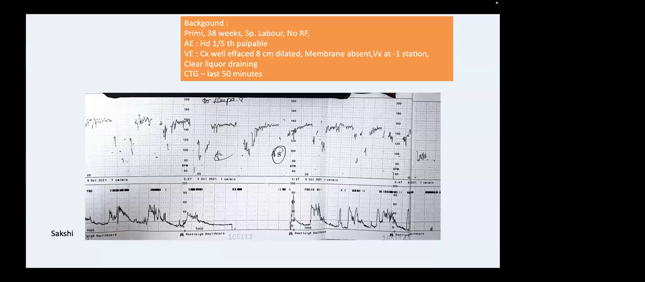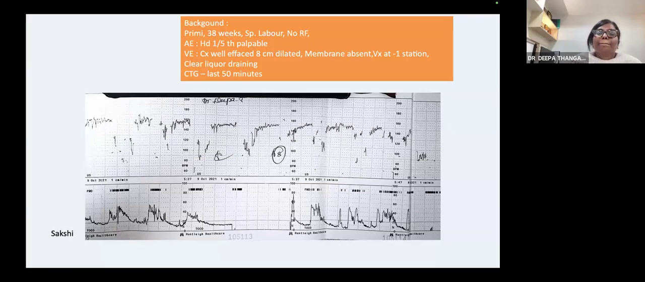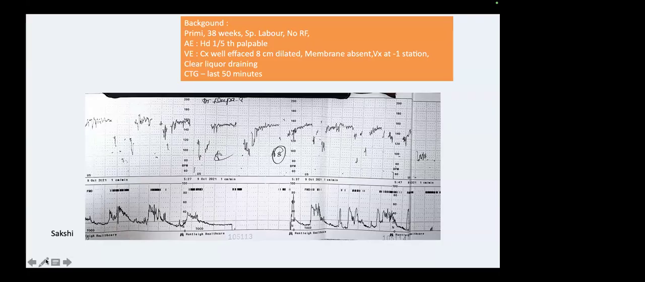Contractions are 3, ma'am. And baseline FHR is 150, ma'am. And variability is less than 5, that I can say 1 or 2, ma'am. And accelerations are not present, ma'am. And decelerations are variable, ma'am. According to contractions, decelerations are variable.